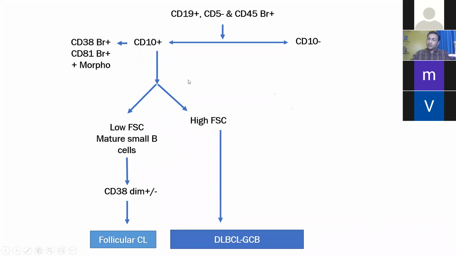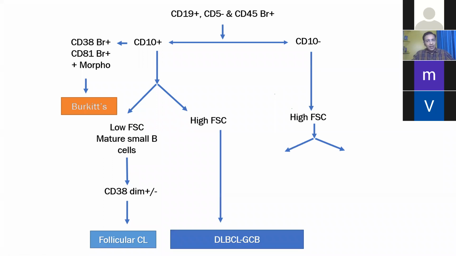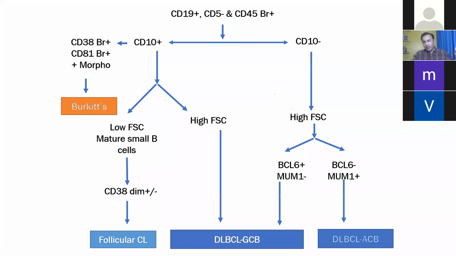Now, if you have cells which are large, but CD38 is bright, CD10 is bright, CD81 is bright, and there is typical blastic morphology, that indicates Burkitt lymphoma. That's how we look for Burkitt lymphoma. Now, if you have CD10 negative, CD5 negative, but high side scatter, large B cells, and BCL6 positive but MUM1 negative, again it is GCB type of B cell lymphoma. But if BCL6 is negative and MUM1 is positive, it is ABC type, activated B cell type of lymphoma. Also, we can look at Ki67 by flow cytometry. In DLBCL, it is higher compared to low grade B cell lymphoma. So this is how we proceed.